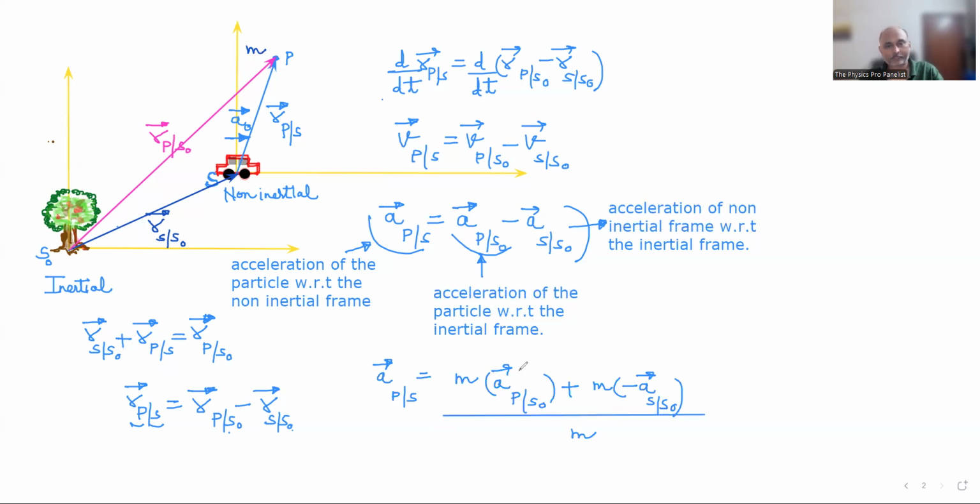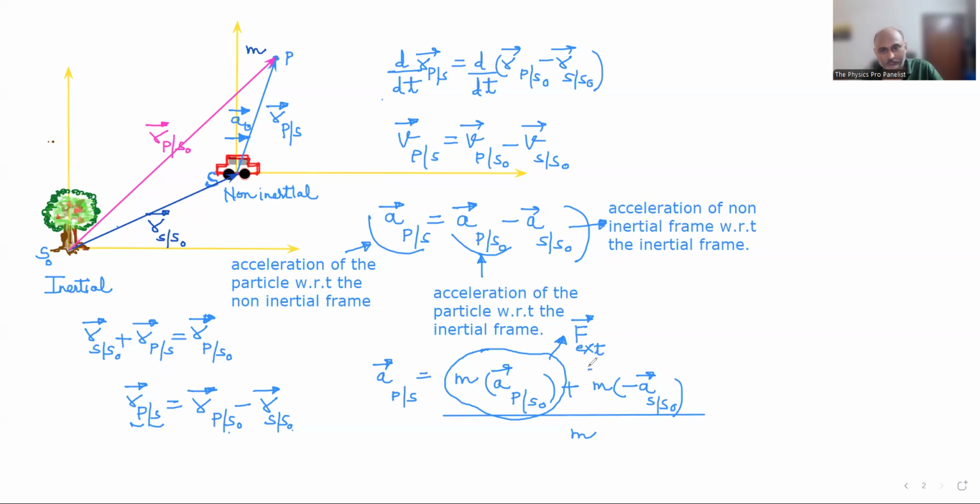What is this? This is the net force acting on the particle from the inertial frame of reference. Yes or no? When you used to draw the free body diagram, this was the force you used to write. Everyone say yes or no. Is it clear? Okay. Now you have added another force here.